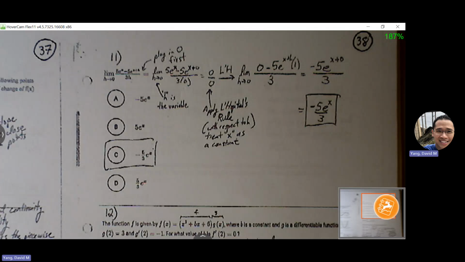Number 12, we have a function and it's asking for what's the derivative, f prime of 2. For what value of b is f prime of 2 equal to 0? So we know the derivative requires us, in this case, to go through the appropriate rule, which is product rule. So we have to go through product rule.